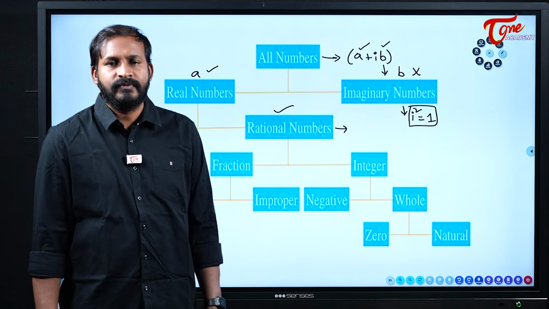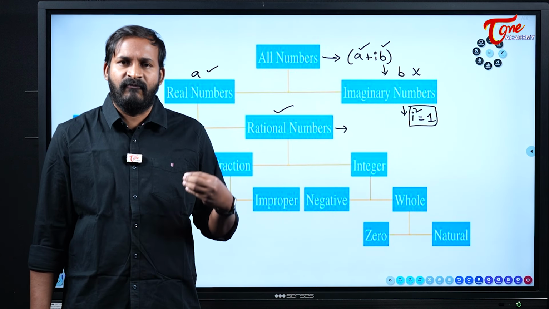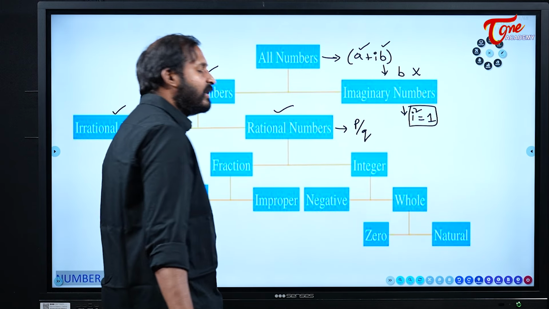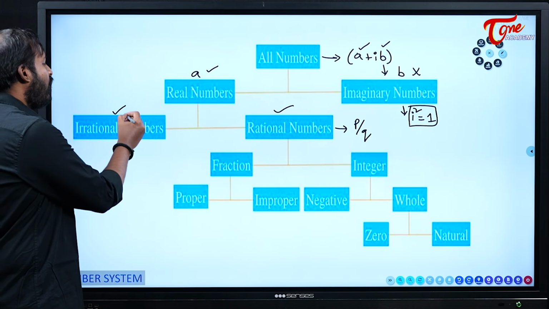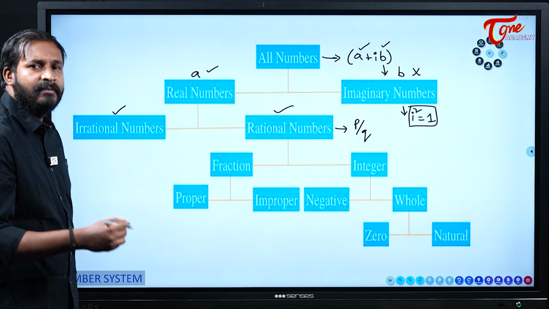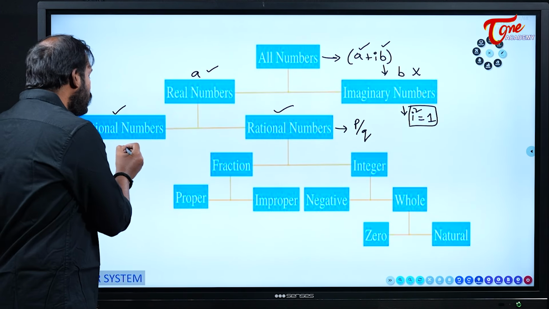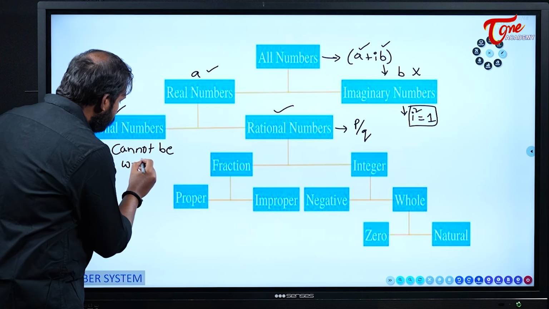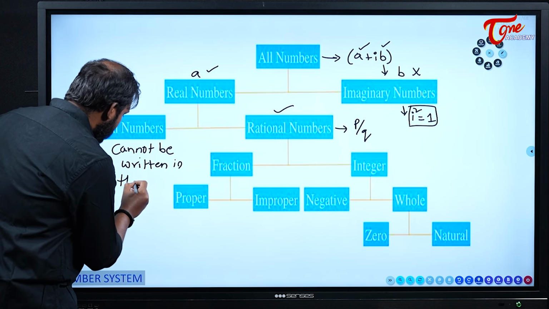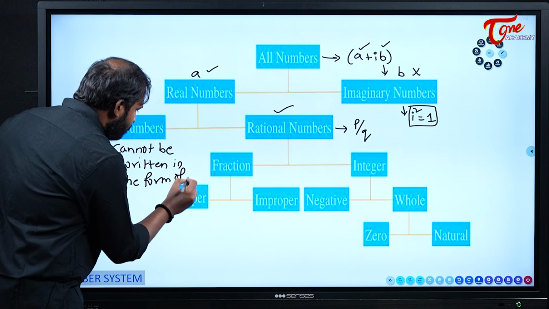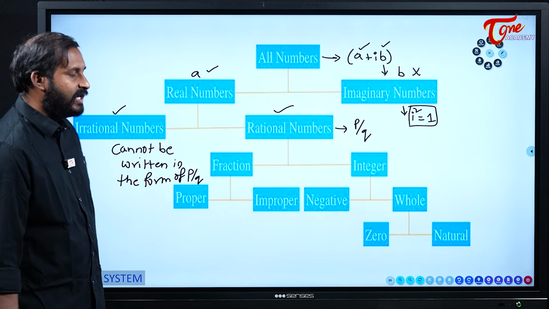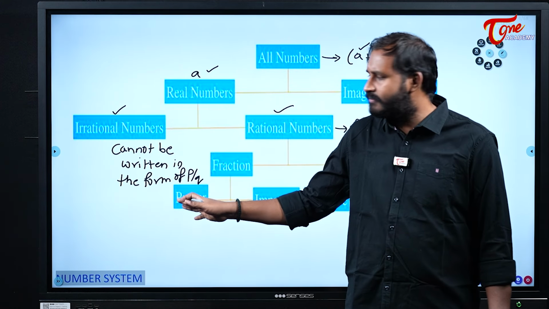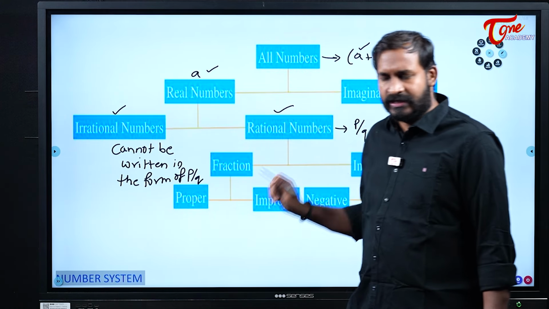All the numbers which can be written in the form of p by q are called rational numbers. Now, what is meant by irrational numbers? Very simple. The numbers which cannot be written in the form of p by q, we call those irrational numbers. Very less frequently will we use these irrational numbers. We mostly concentrate on the rational numbers.